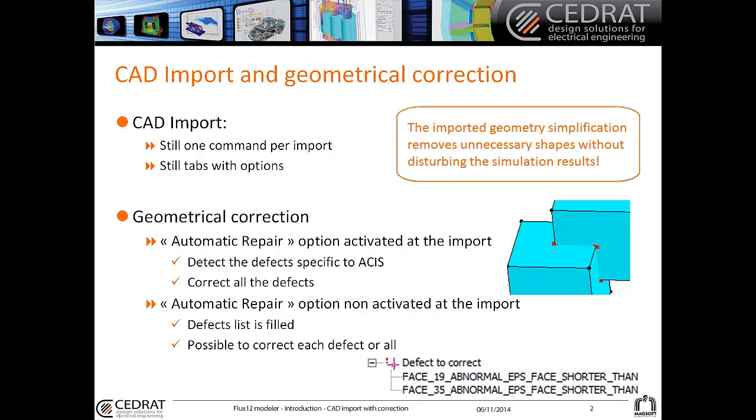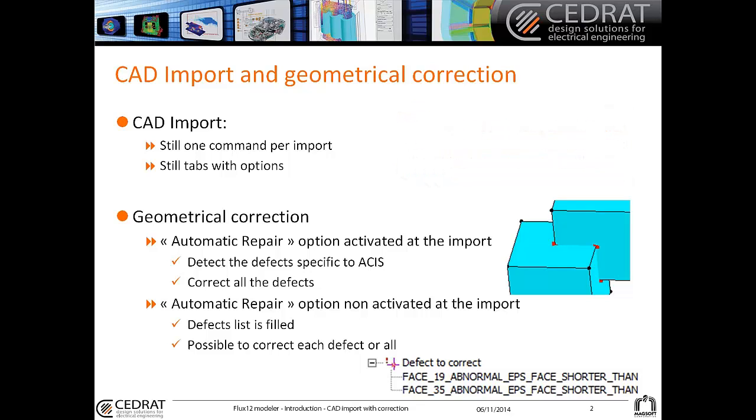We have an automatic repair option which can be activated or not at the import, and this option can detect the defects specific to ASYS, and the option will correct all the defects. If you uncheck the automatic repair option, you will have after the import the defects list, which is filled with all the defects, and you will be able to correct each defect or all the defects if you want.